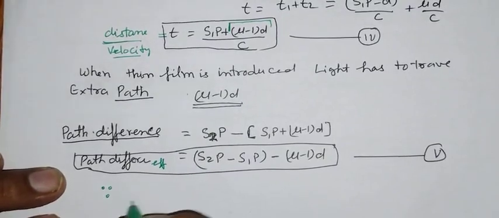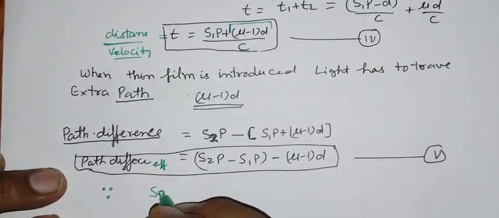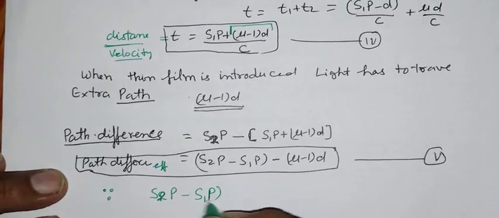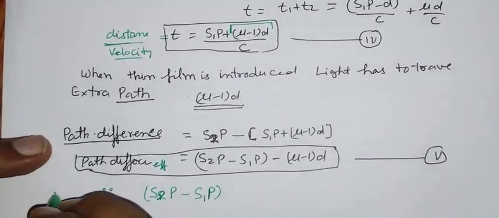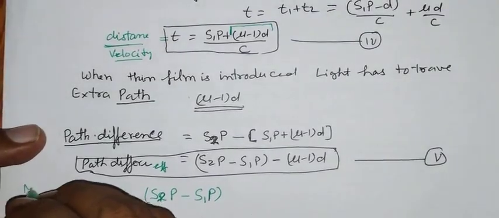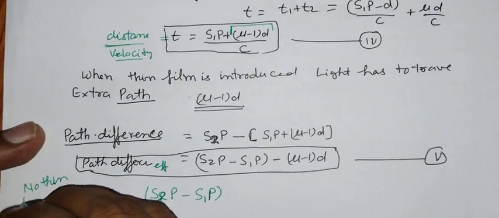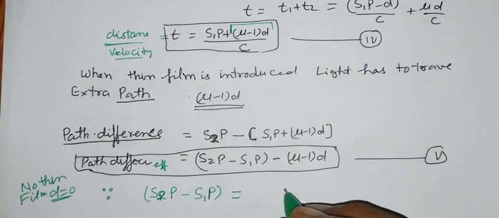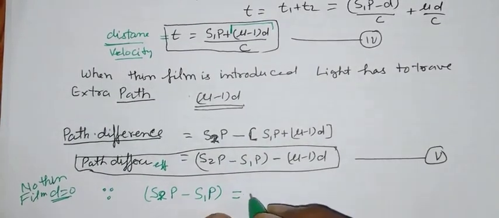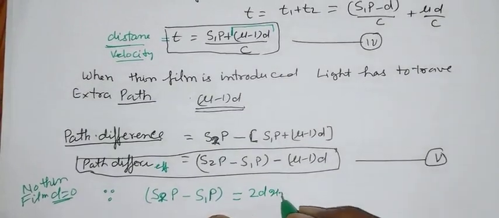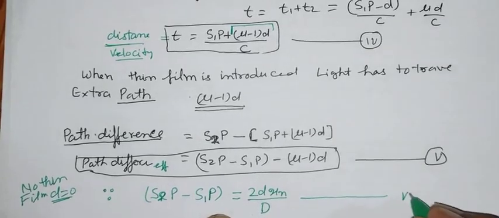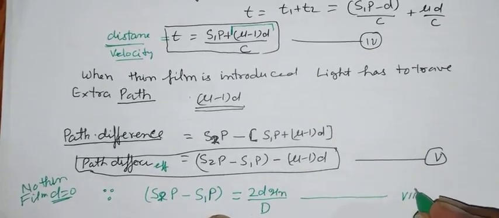But since we know that in the Young double slit experiment, when we obtain this path difference S2P minus S1P and no thin film is introduced, that is when D is 0, no thin film, then it must be clear to everyone that it is 2d xn by capital D. Let this be equation number 6.